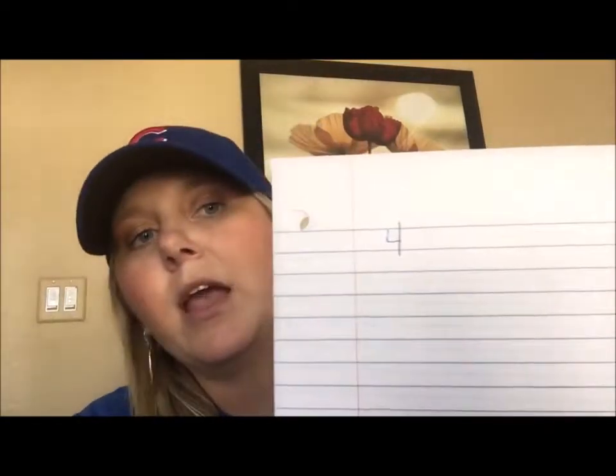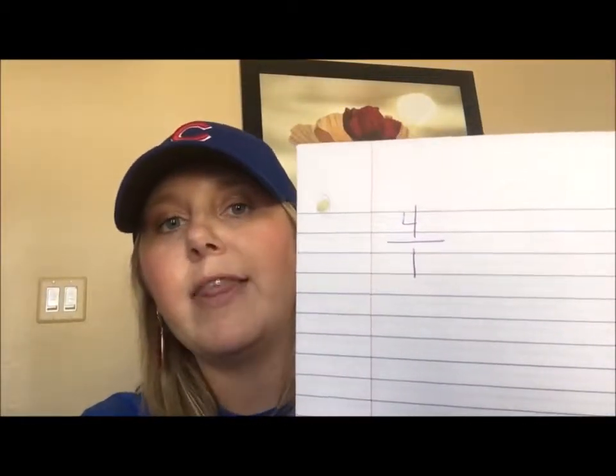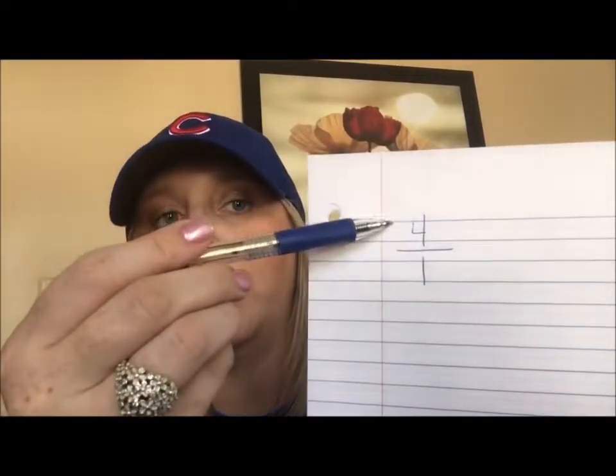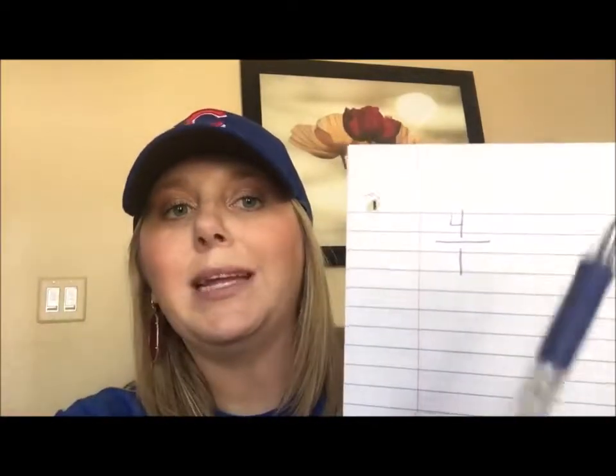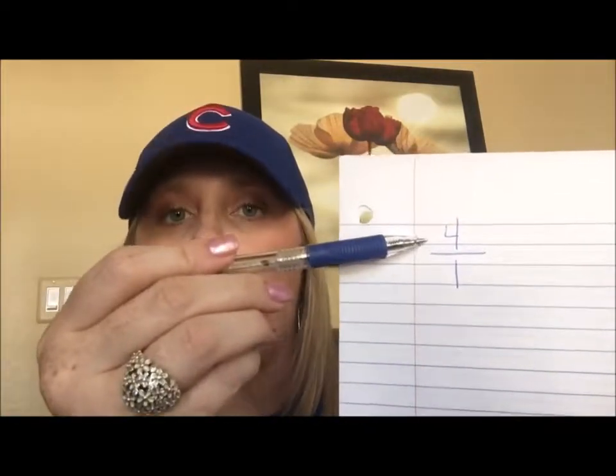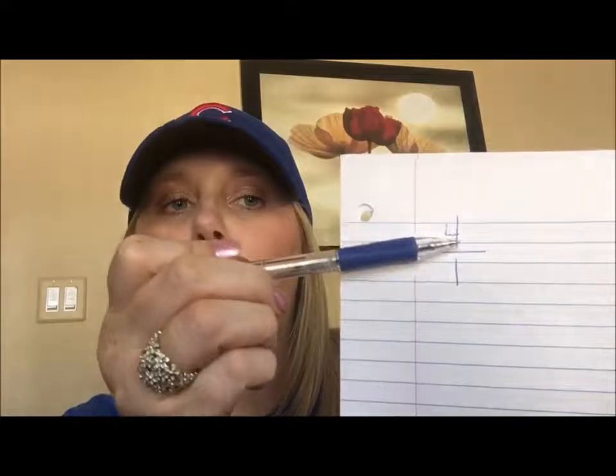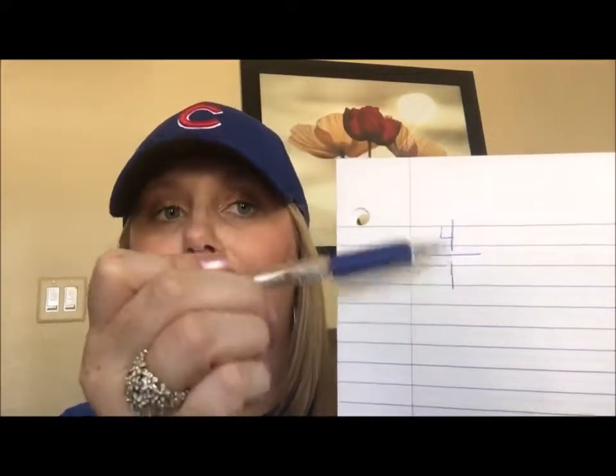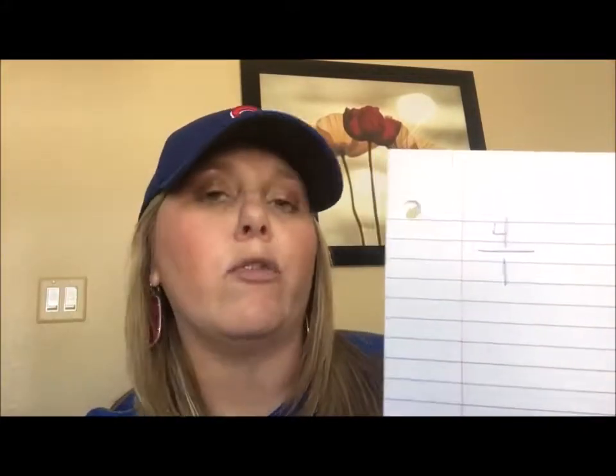So for example, let's take the number 4. Can you all see that? The number 4 can be written as a fraction by putting it over the number 1. That makes this whole number into a fraction. So we consider the number 4 a whole number, and we consider the number 4 a rational number because it can be written as a fraction by putting it over 1.